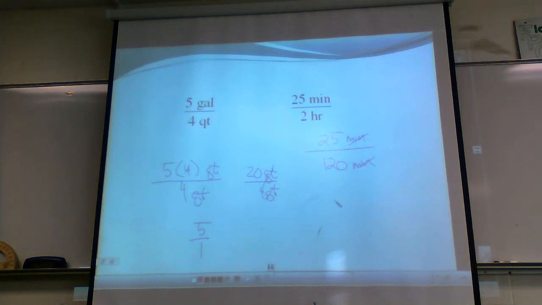What goes into both of them? Should be 5. So 25 divided by 5 is 5. What's 120 divided by 5? 24. So 5 over 24. That's fully reduced because there's nothing else that goes into both.